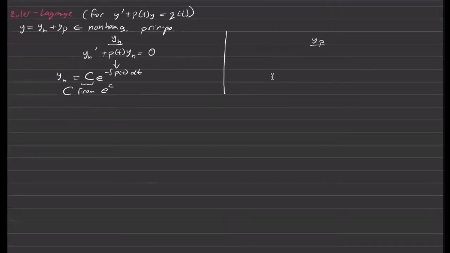For y_p, let me move this to the side a little bit. We want to replace c with a function v of t in our solution for y_h. So we're just going to take this exact solution over here, and instead of a constant, we're going to use a function. So we plug it into the original differential equation in the same exact way, and what we get is y_p prime plus p of t y_p is equal to q of t.